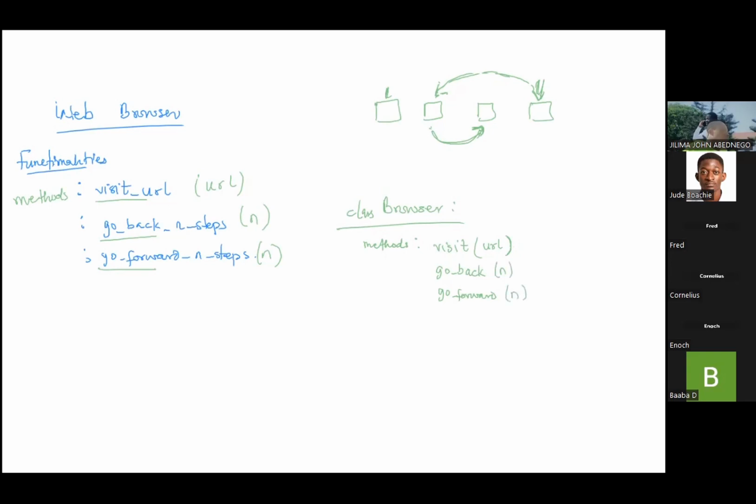Then a clarifying question you can ask the interviewer is, hey, is it possible that going forward, the n exceeds the number of pages we have? Then they'll say, no, it will always be in range, it will always be in bound. What I mean is, assume you're standing here, there's no way to ask you to go forward 20 times, because the farthest you can go is just 1 step. So n is always within bound. So this is what we have for the methods.